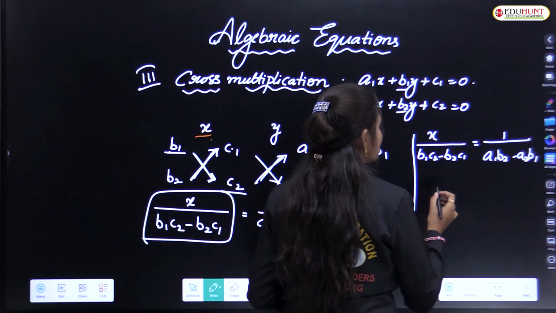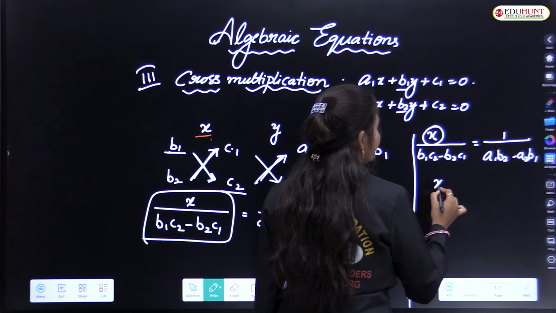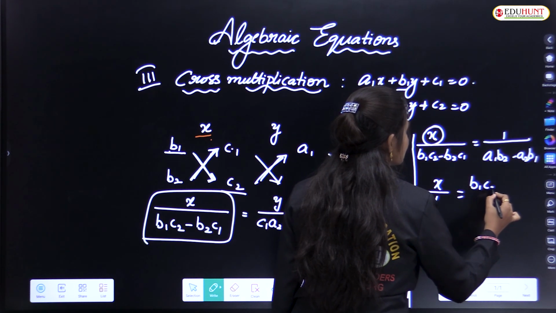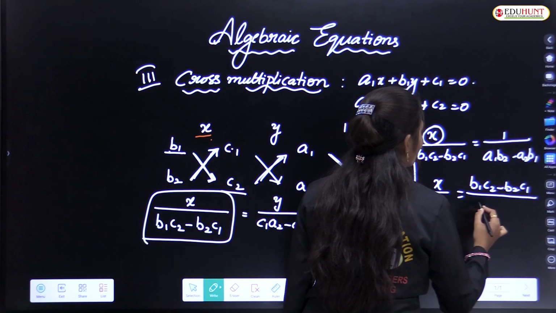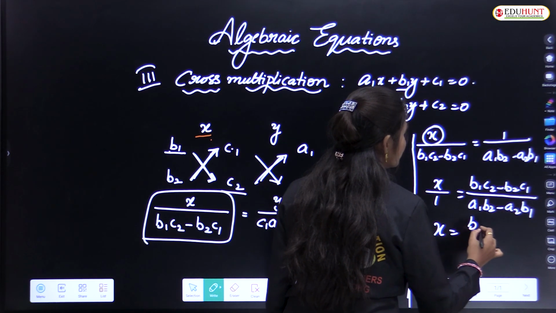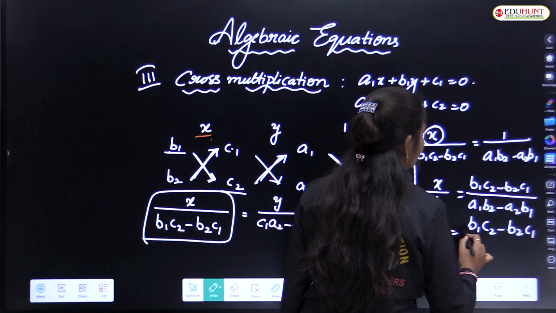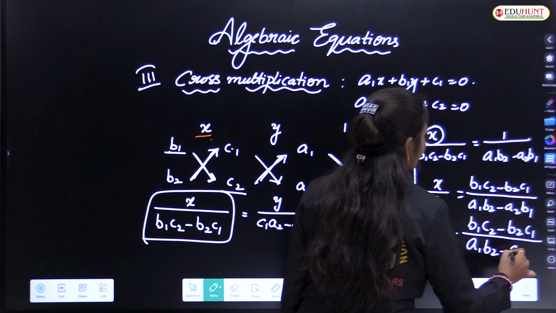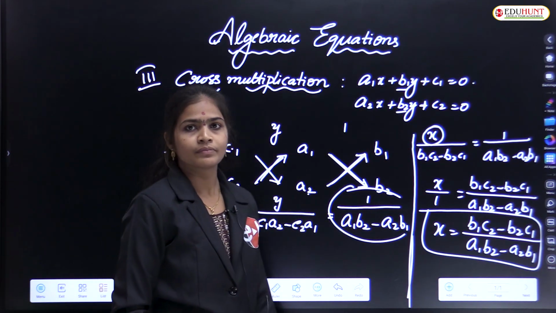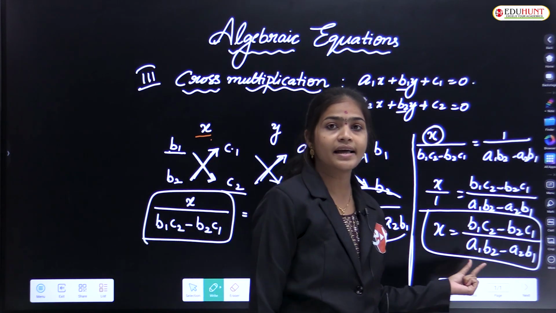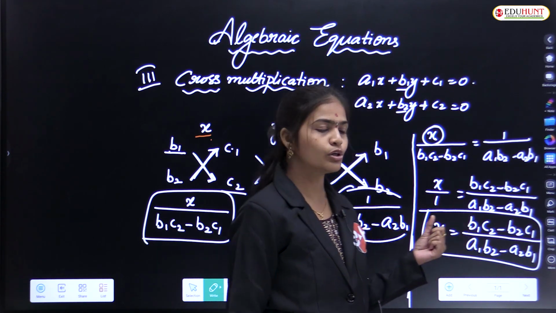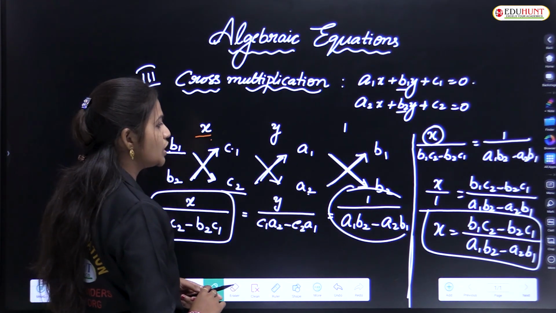Now do the cross multiplication again, we need to find the value of x. So x by 1 is equal to b1 c2 minus b2 c1 whole by a1 b2 minus a2 b1. So x is equal to b1 c2 minus b2 c1 whole by a1 b2 minus a2 b1. This is the formula to find x. If you substitute the values directly here, then you will get the answer directly. I will show you one example. Later we will see the y coefficient.